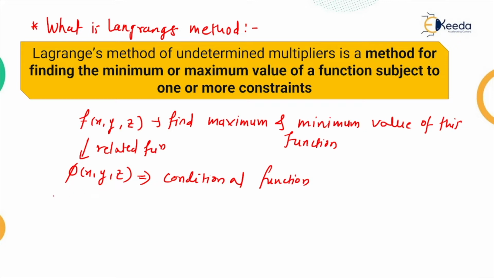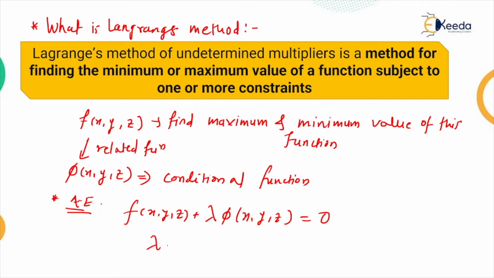You also have to write what the auxiliary equation is in Lagrange's method of undetermined multipliers. The auxiliary equation can be written as f of x y z plus lambda into phi of x y z equals 0. This is the auxiliary equation. But note what lambda is. Lambda is called the undetermined multiplier, because it is multiplied by the condition phi of x y z.